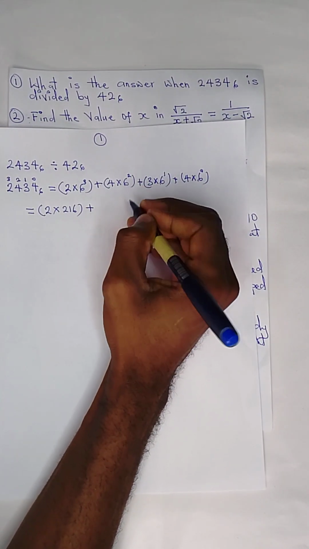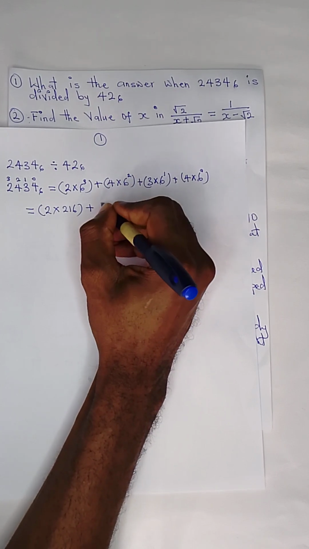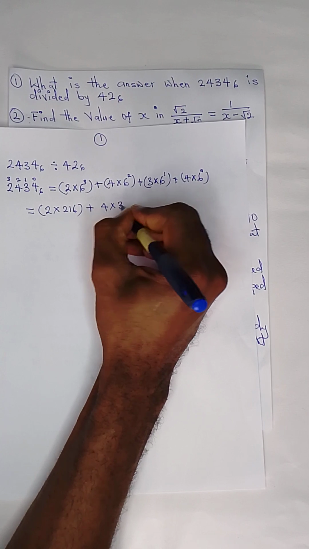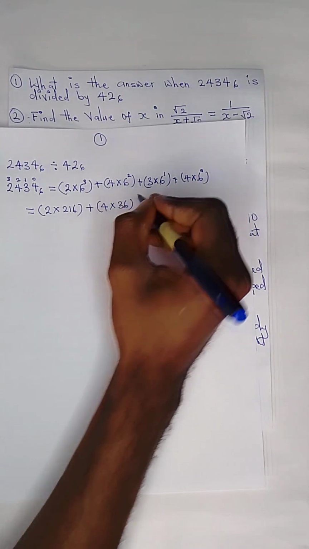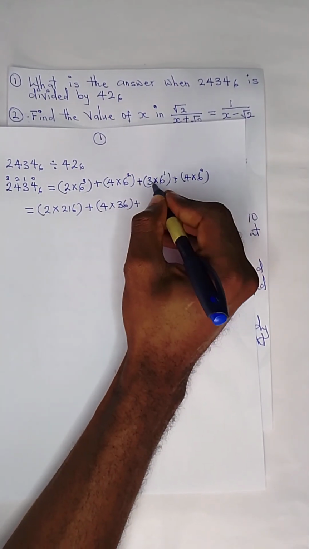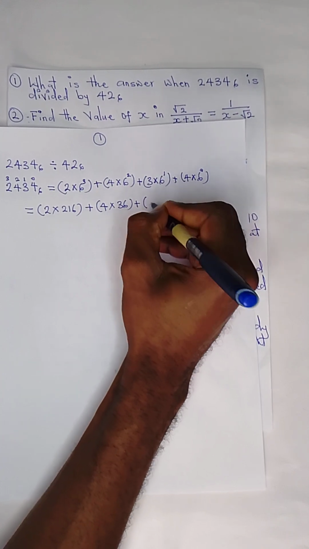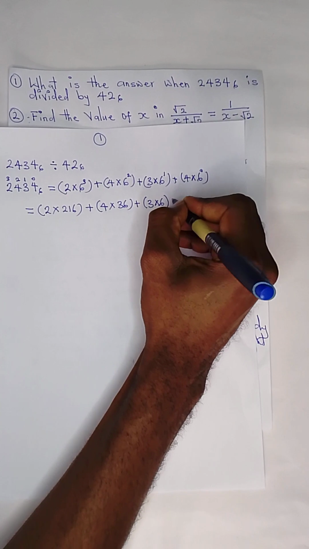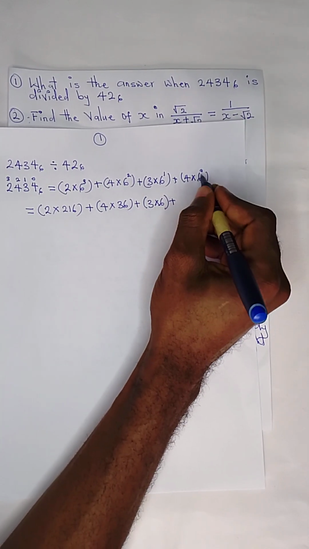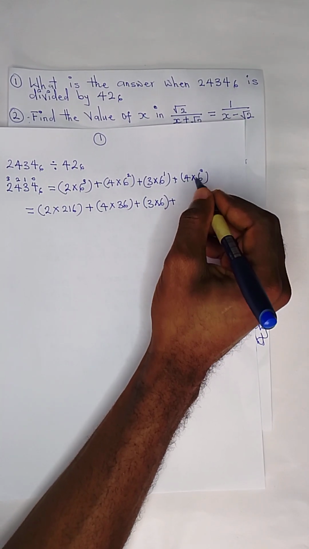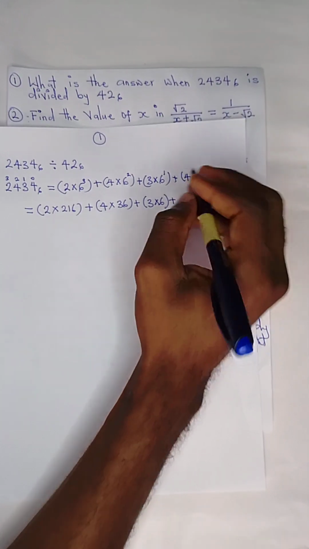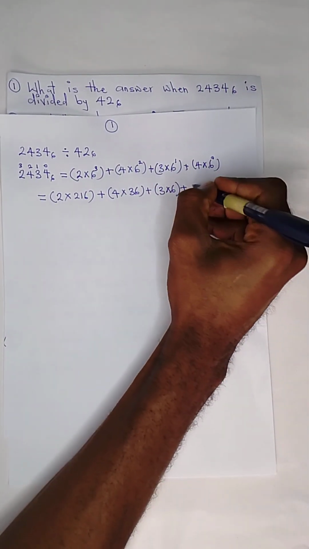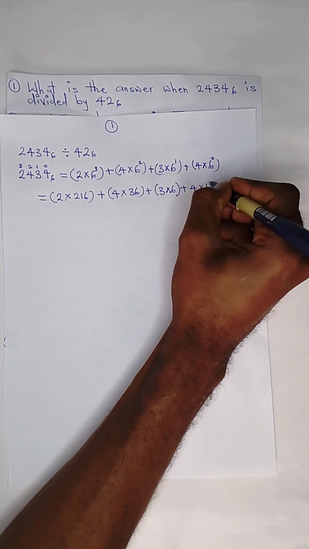Now 6 raised to power 2 is 6 times 6, so we have 4 times 36. Plus, 6 raised to power 1 is 6, so here we have 3 times 6. Then plus 6 raised to power 0 is 1. Anything raised to power 0 will give you 1. So that will give us 4 times 1.